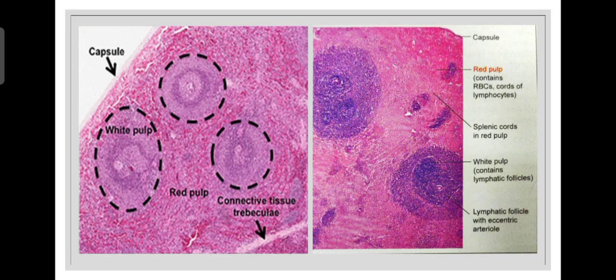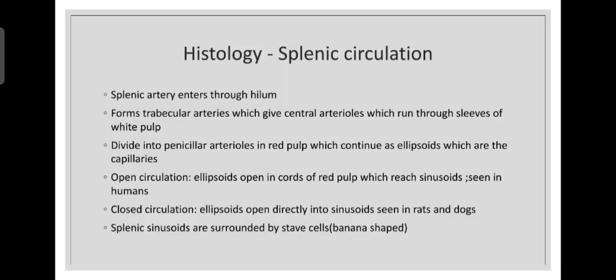So this is the histology of spleen in a brief aspect, but there are more. So when you read in the histology textbook, you will come to know about many things. And here I want to mention something special, that is splenic circulation. That is how the blood enters and leaves the spleen. Okay, first the splenic artery enters through the hilum of the spleen. Then it forms trabecular arteries, as we saw that capsule sends trabeculae inside.